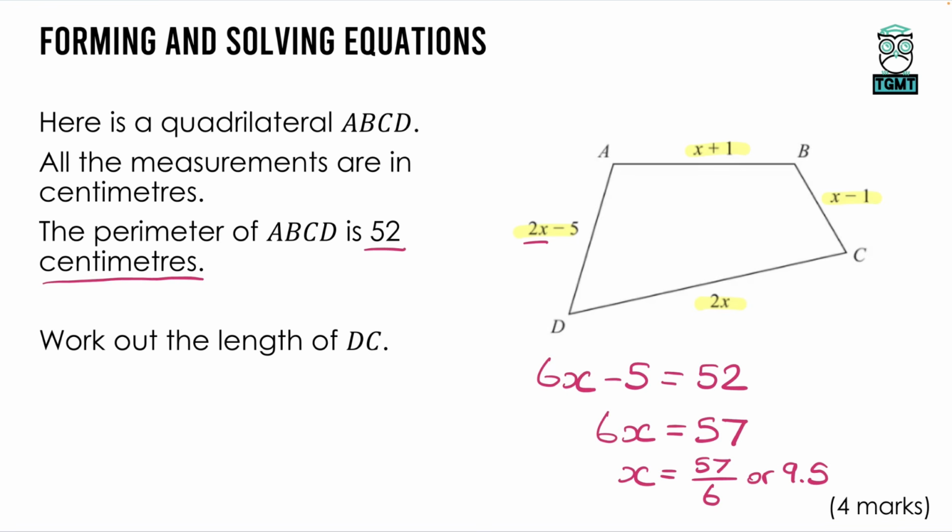Now D to C is the length here, 2x. So if x is equal to 9.5, well then 2x is equal to 2 times 9.5, and 2 times 9.5 is 19 centimetres. So there we go, that length there is 19 centimetres. And of course we could work out any of the other lengths. We could do the x plus 1, the x minus 1, we'd just use the 9.5 for those as well. But there we go, that is forming and solving an equation with perimeter.